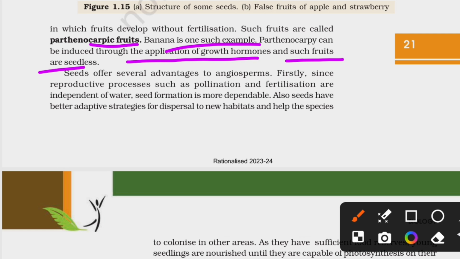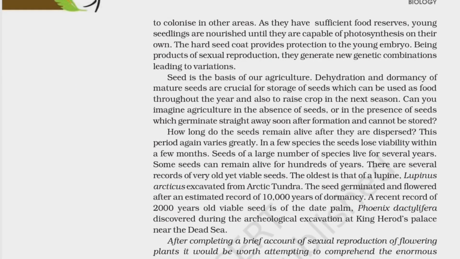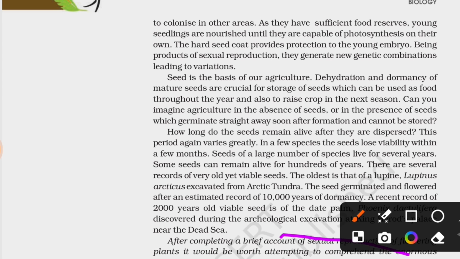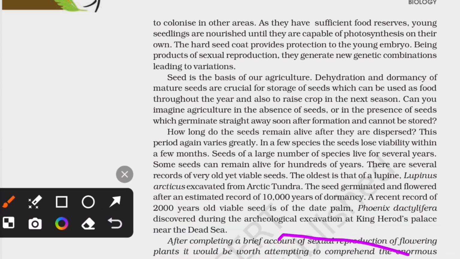Seeds offer several advantages to angiosperms. Firstly, since reproductive processes such as pollination and fertilization are independent of water, seed formation is more dependable. Also, seeds have better adaptive strategies for dispersal to new habitats and help the species to colonize other areas. As they have sufficient food reserves, young seedlings are nourished until they are capable of photosynthesis on their own. The hard seed coat provides protection to the young embryo. Being products of sexual reproduction, they generate new genetic combinations leading to variation.